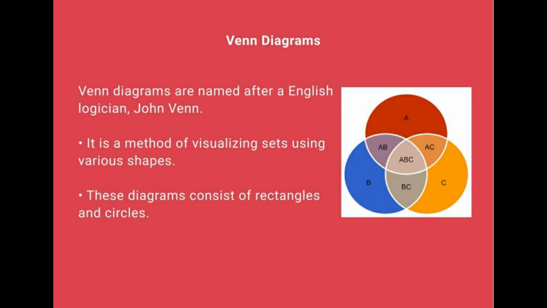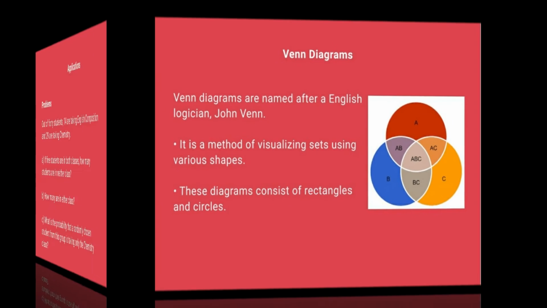Venn diagram. Venn diagrams are named after the English logician John Venn. It is a method of visualizing sets using various shapes. These diagrams consist of rectangles and circles. And hereafter there are some examples based on set theory.